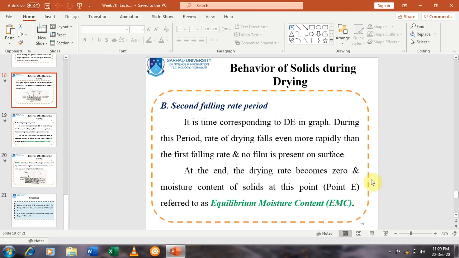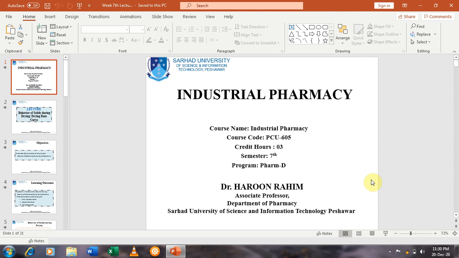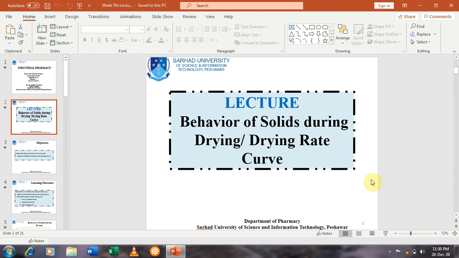Just to overview today's topic, entitled Behavior of Solids During Drying. That may be entitled as the Drying Rate Curve. What will happen to the solid material during the process of drying? The drying rate curve may be entitled as the typical drying cycle.